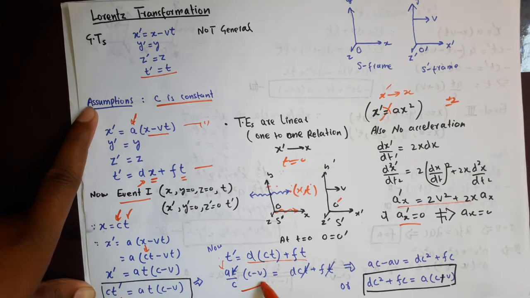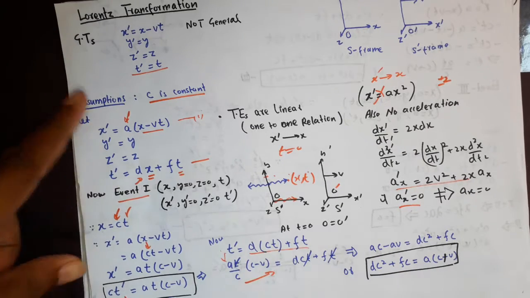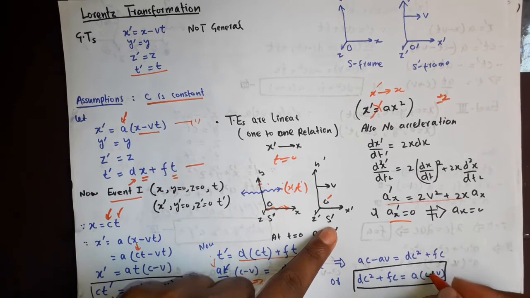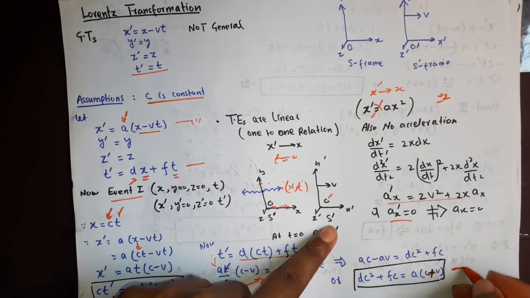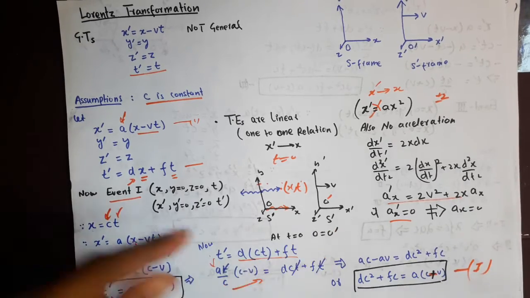So if I multiply this c on the other side, this gives me a times c minus v, and d c squared plus fc. So d c squared plus fc is equal to a times c minus v. So this is ac minus v, and this is our first equation.